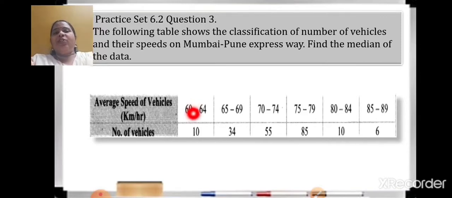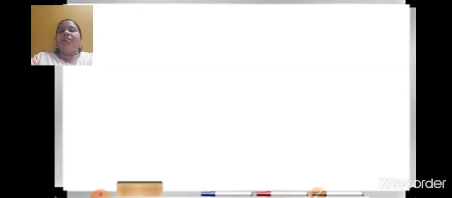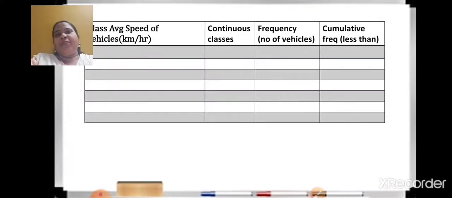It is 60 to 64 average speed. The next starts from 65. It is not continuous. 65 to 69, 70 to 74. The classes are not continuous. I am going to make it continuous following the same steps that I have told you.